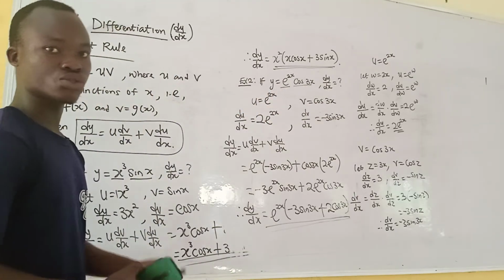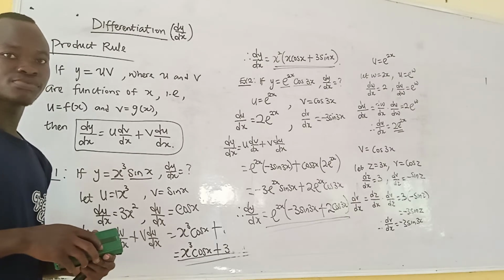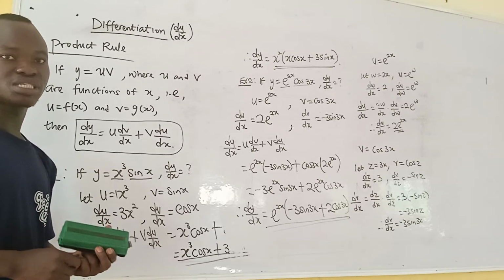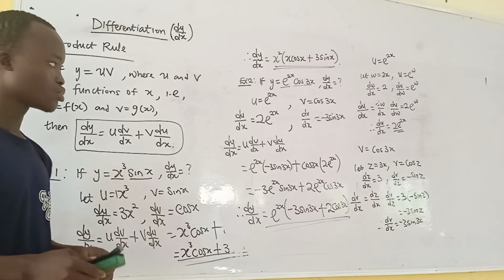So now I'm going to give you one more example, but that example will serve as a class 5 for you. Then we talk about quotient rule.